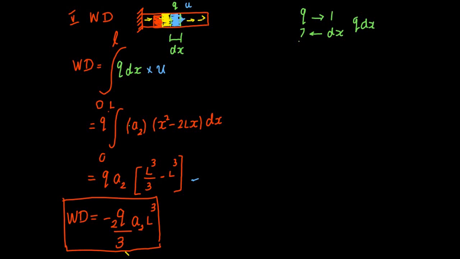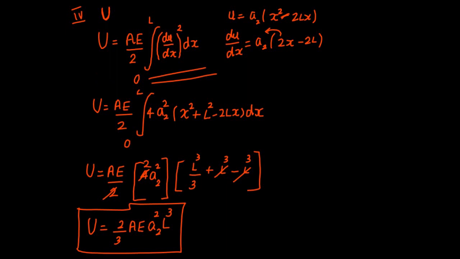And step number 6 is to find the potential energy. Very simple. Potential energy is equal to strain energy minus work done. You have already got the expression for strain energy. Take it and put it here. You already have the expression for work done. Just move it. Mathematics is just like moving objects.